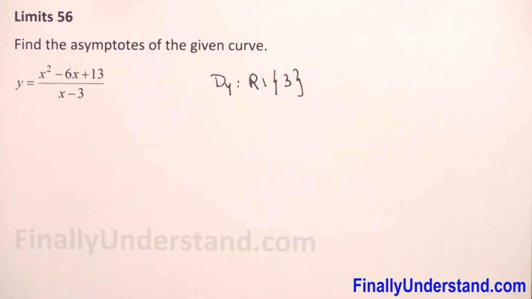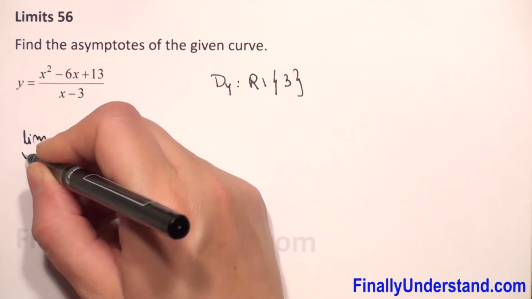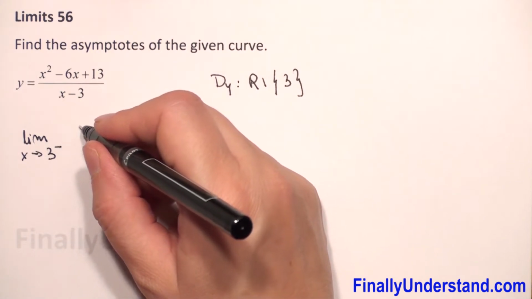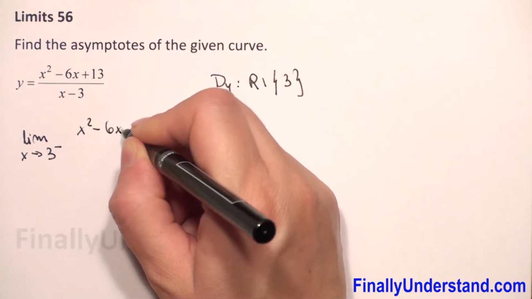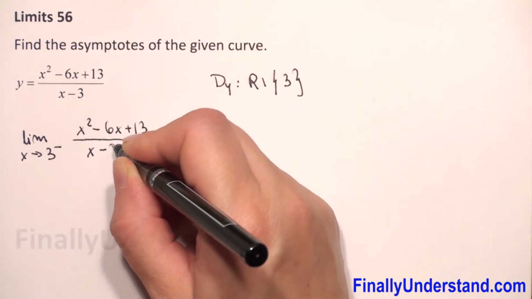When we are looking for vertical asymptote, we have to check the zeros of the denominator. We have 0 in the denominator for x equals 3. Now we have to calculate left and right limit for x approaches 3. So we have limit as x approaches 3, first from the left side, of the function x squared minus 6x plus 13 over x minus 3.